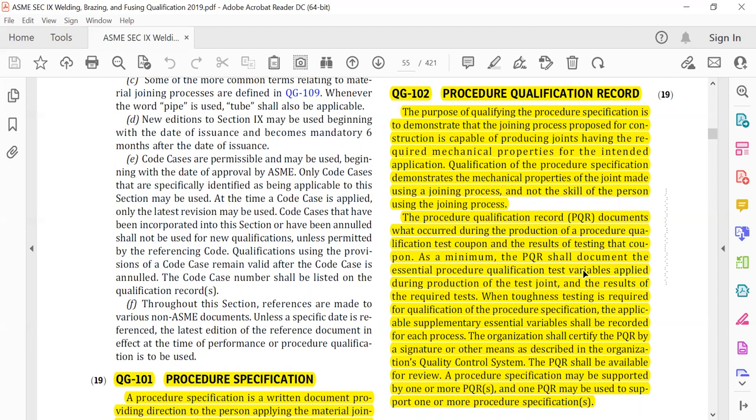The procedure qualification record, PQR, documents what occurred during the production of a procedure qualification test coupon and the test results of testing that coupon. As a minimum, the PQR shall document the essential procedure qualification test variables applied during the production of the test joint and the results of the required tests. Toughness testing is required for qualification of the procedure specification. The applicable supplementary essential variables shall be recorded for each process. The organization shall certify the PQR by a signature or other means as described by the organization's quality control system. The PQR shall be available for review. A procedure specification may be supported by one or more PQRs, and one PQR may be used to support one or more procedure specifications.